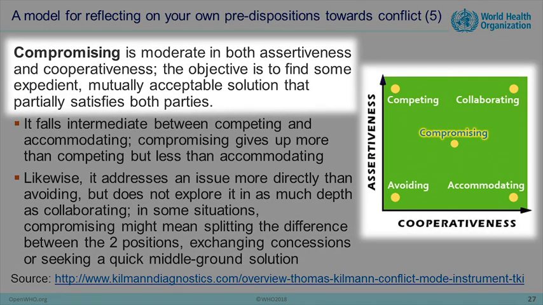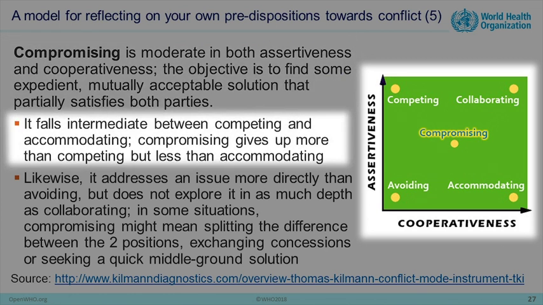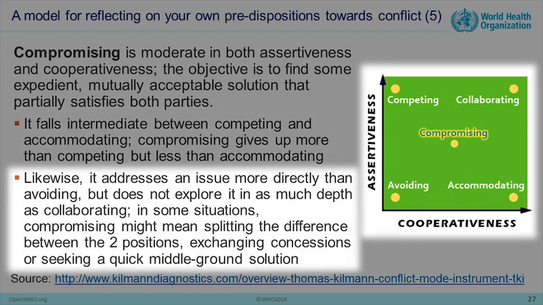Compromising is moderate in both assertiveness and cooperativeness. The objective is to find some expedient, mutually acceptable solution that partially satisfies both parties. It falls intermediate between competing and accommodating. Compromising gives up more than competing, but less than accommodating. Likewise, it addresses an issue more directly than avoiding, but does not explore it in as much depth as collaborating. In some situations, compromising might mean splitting the difference between the two positions, exchanging concessions, or seeking a quick middle ground solution.